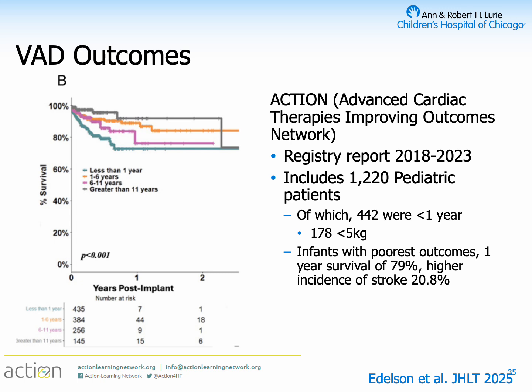And pretty consistently, we know that infants tend to fare the worst out of all age groups, with a 1-year survival of 79% and tend to have a higher incidence of stroke at 20%. A lot of this is related to both recipient factors, certainly being smaller is more challenging to support, and also relates to device factors as well, given that small patients require paracorporeal devices, which are associated with worse outcomes, whereas the intracorporeal devices have better hemocompatibility profiles and have lower stroke risks associated with them.